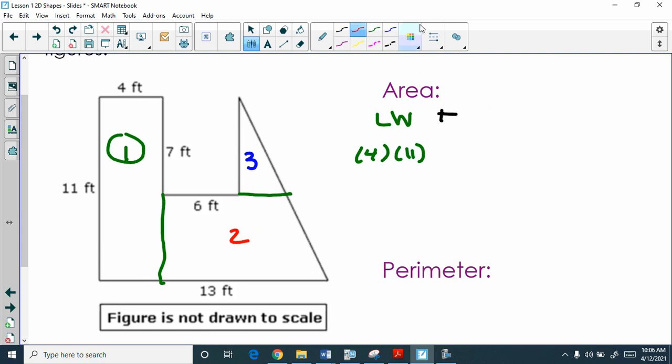And then for the second one, I've got a trapezoid. So 1/2 times the height. Okay, so if the full thing is 11 and this piece at the top was 7, 11 minus 7 is 4. So I know this piece in here is 4. So the height is 4. And then I'm going to do base 1. Okay, the full thing was 13, but then I have to subtract 4 from this piece. So this piece here is 9.